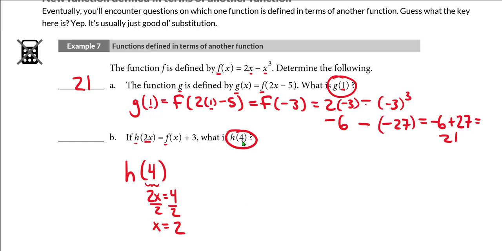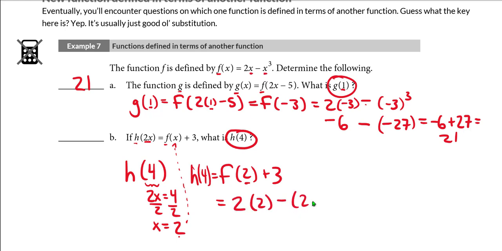So in order to produce a 4 in here, x must be 2. 2 times 2 is 4. So I know that this h of 4 tells me that my x is 2, which means that the input of the f function over here is just going to be 2. So now I know that h of 4 is going to equal f of 2 plus 3. And of course, with this 2, I can just plug the 2 in for these two x's. So that's 2 times 2 minus 2 cubed. And then, of course, I've got to not drop that 3. Probably a very simple way to make a careless mistake here. Got to make sure I bring down all parts of this equation.